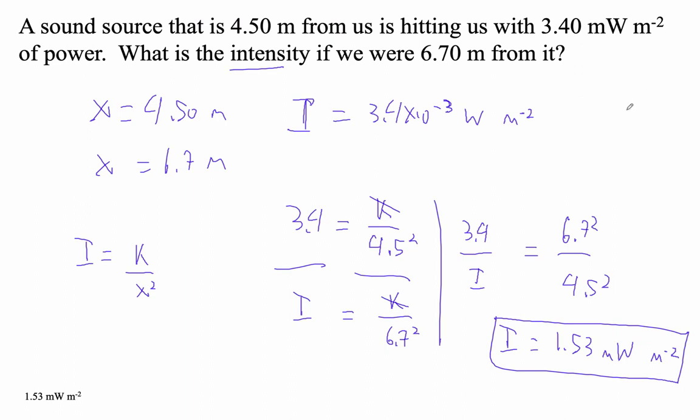Now, back of the envelope for this: take your 3.4 and multiply it by the ratio of the distances squared. Now we know it's got to get smaller because we're farther from it, so we put the 4.5 on the top and the 6.7 on the bottom. So 3.4 times (4.5 divided by 6.7) squared. Boom, same exact answer. Okay? All right.